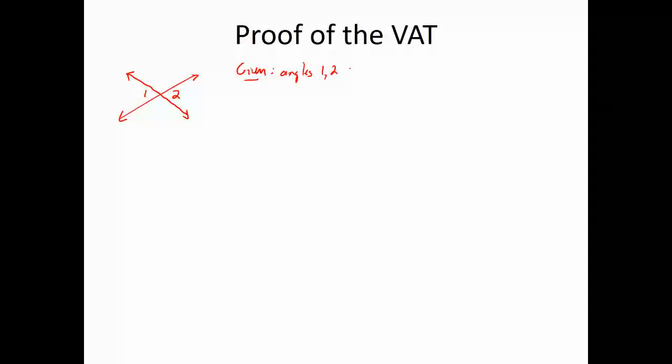Angles 1 and 2 are vertical. And what we wish to prove is that the measure of angle 1 is equal to the measure of angle 2. Okay, that will be our conclusion. Now, let's give the proof.